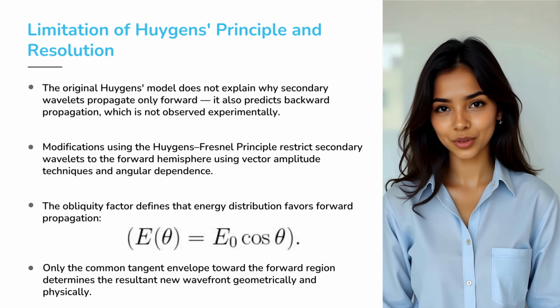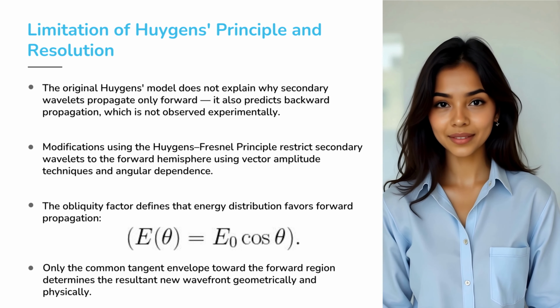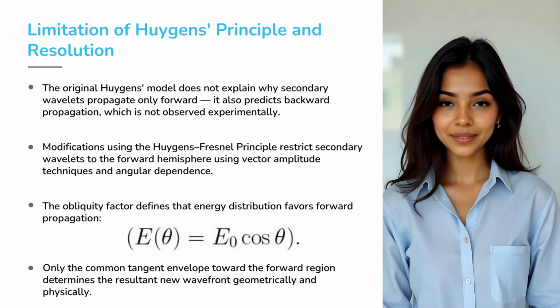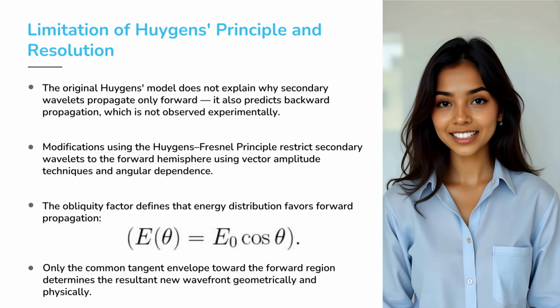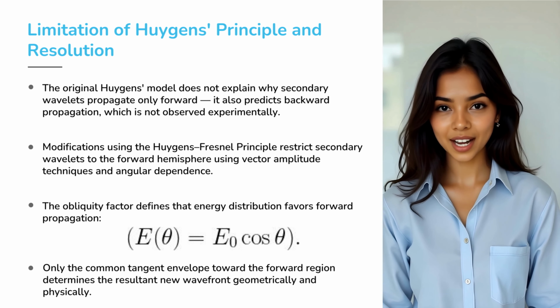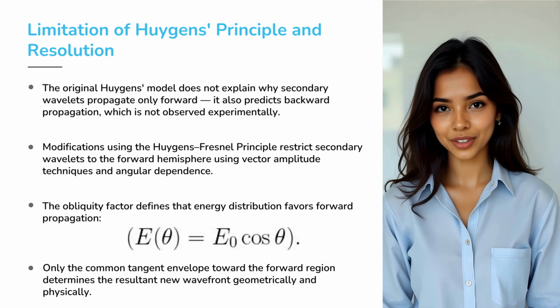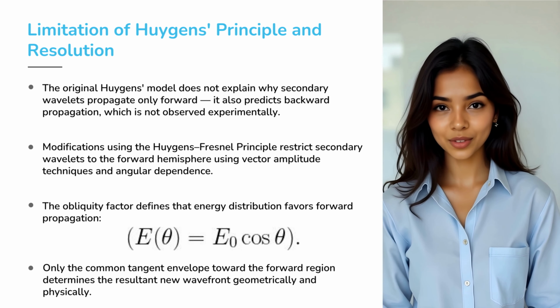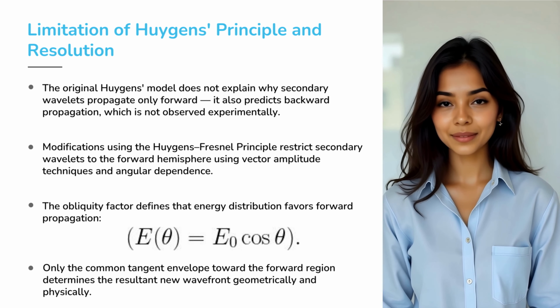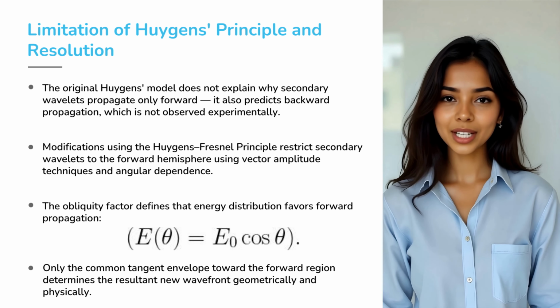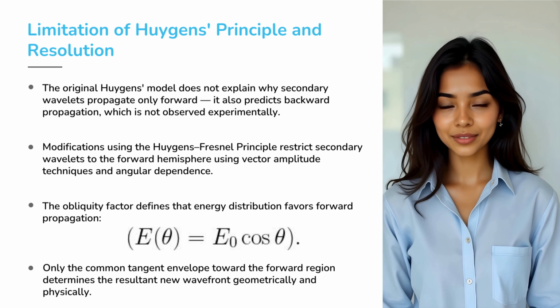The energy distribution E of theta, where theta is the angle from the forward direction, follows E theta equals E naught times cosine theta. This means maximum energy or amplitude points straight ahead and decreases as the angle increases, zeroing out directly backward. Physically and geometrically, the new wavefront forms as the common tangent or envelope of these forward-focused wavelets. This tweak neatly solves the backward propagation mystery, keeping waves marching onward just as we observe.